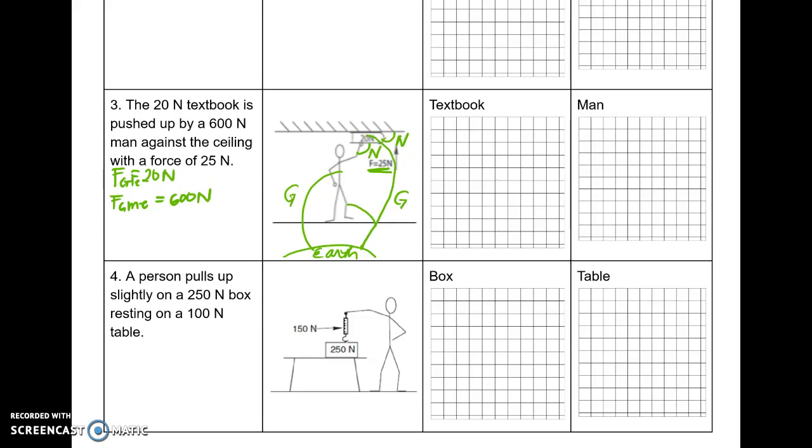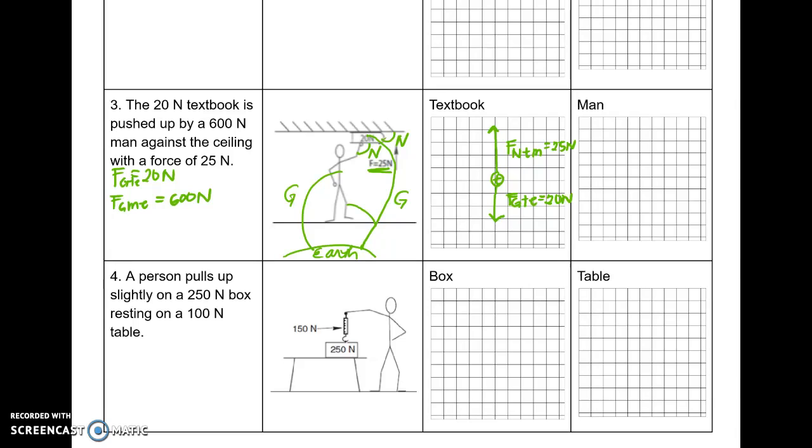Okay, so here's a textbook. And we are going to say that the textbook is being pulled down by the earth, and we know that. So the force of gravity on the textbook by the earth is 20 newtons. And then we also know that it is being pushed up by the man, a normal force on the textbook by the man, and it's happening at 25 newtons.